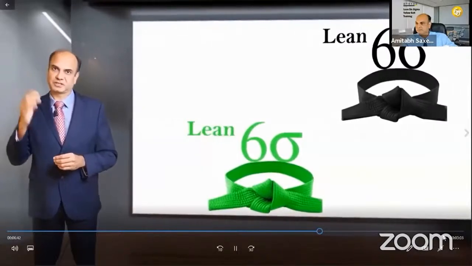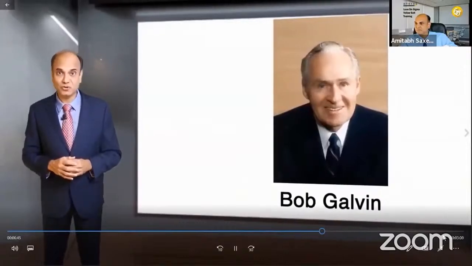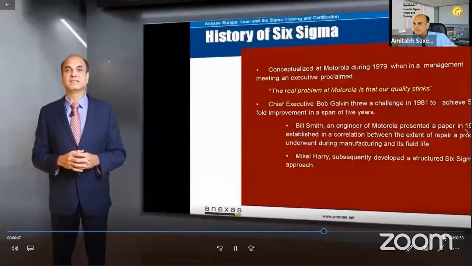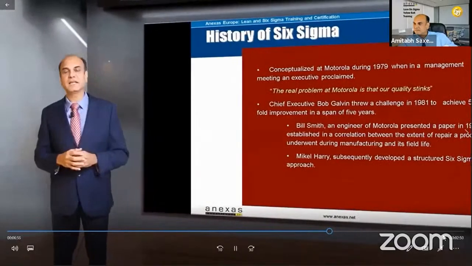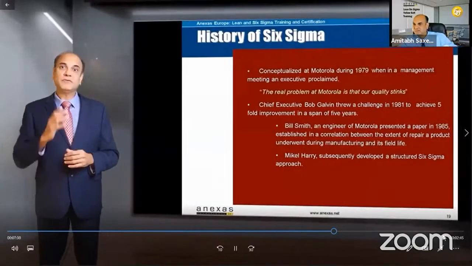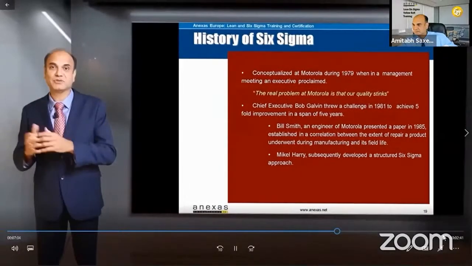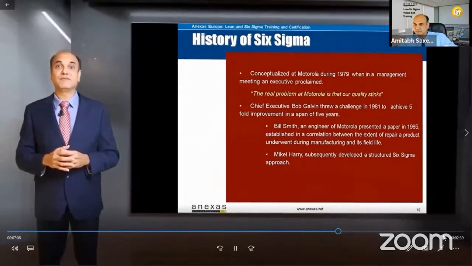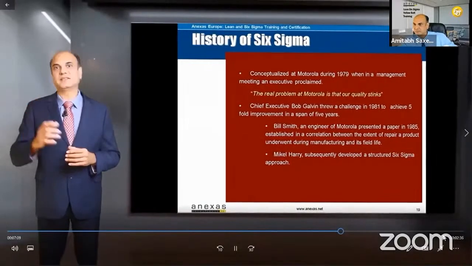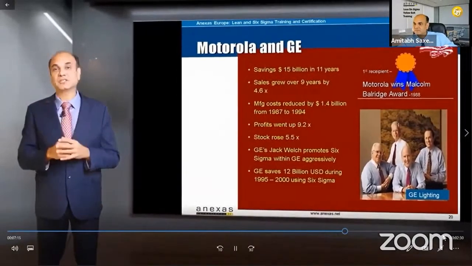It all started in Motorola when Bob Galvin, the CEO, took a challenge saying that I would like to improve everything by 5 times in the organization. And he was told about some statistical tools and techniques which Bill Smith and Michael Harry were using to improve the processes. Bob Galvin was so much impressed with what Bill Smith and Michael Harry were doing, he told them to develop a methodology which can improve the processes.